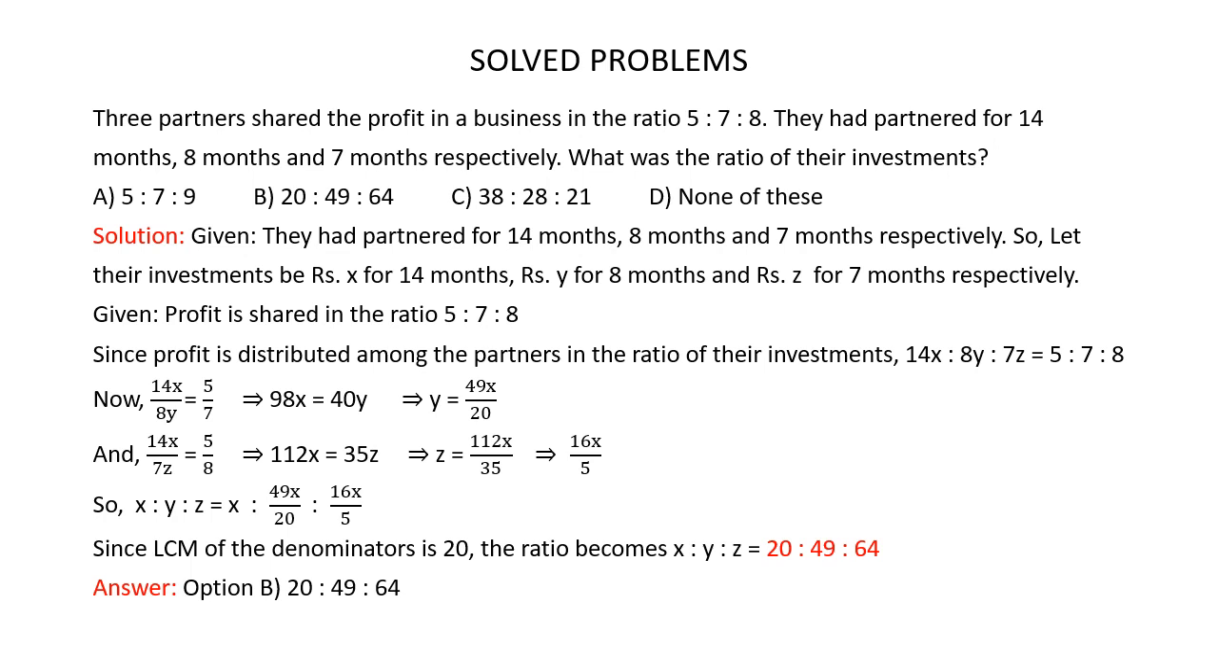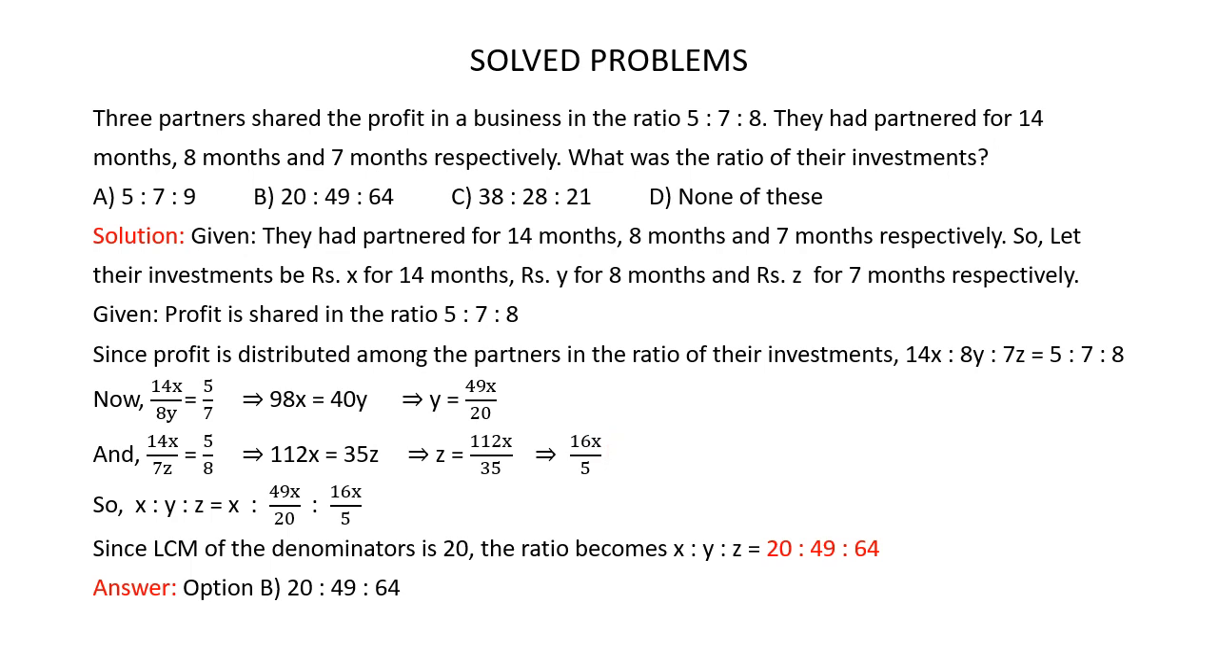Now, according to this equation, 14x divided by 7z is equal to 5 by 8. On cross multiplying, we get 112x is equal to 35z. So z is equal to 112x by 35, which on simplifying we get z is equal to 16x by 5. So y is 49x by 20 and z is 16x by 5.